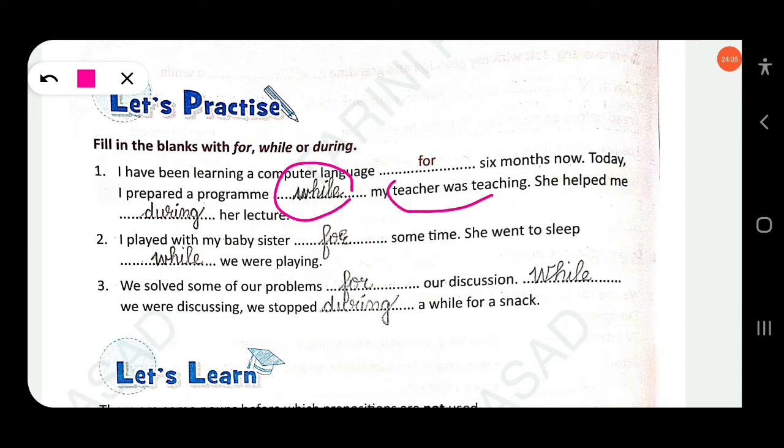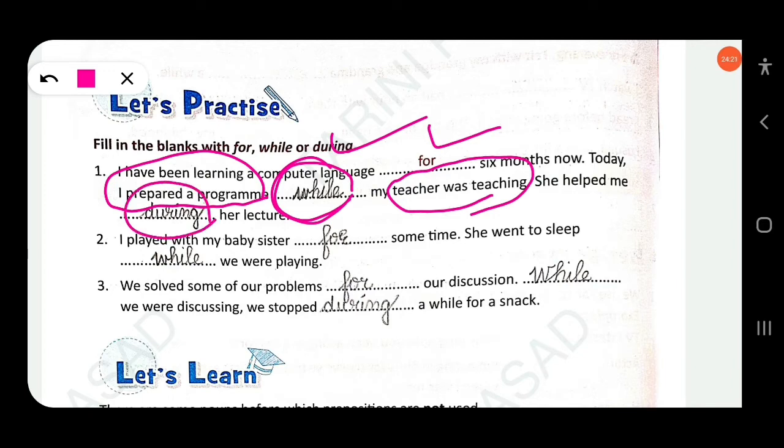So which action was in progress? My teacher was teaching. This action was in progress, and at that time another action started. Which action? I prepared a program. So you have to use while. She helped me during the lecture. Then next, I played with my baby sister for some time. For is used here because the duration of time is given, for some time.